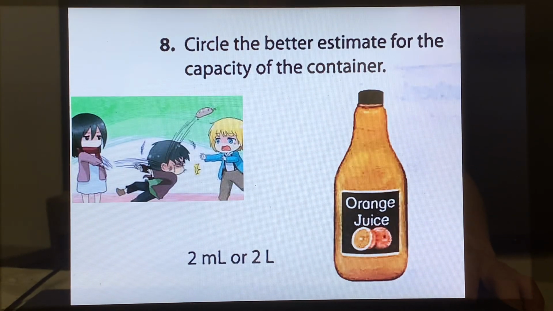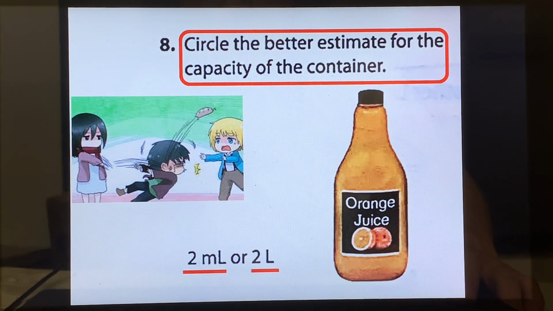8. Circle the better estimate for the capacity of the container. The container is a bottle of orange juice. What's a better estimate? 2 milliliters or 2 liters? Circle the answer.